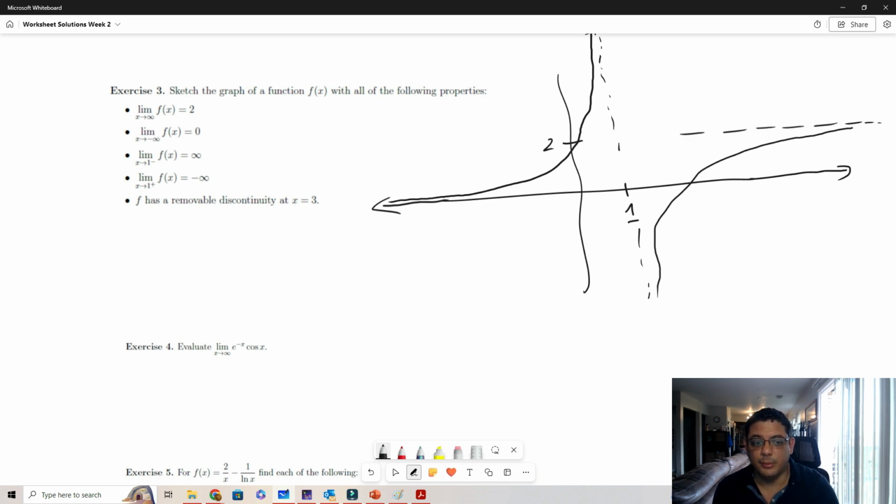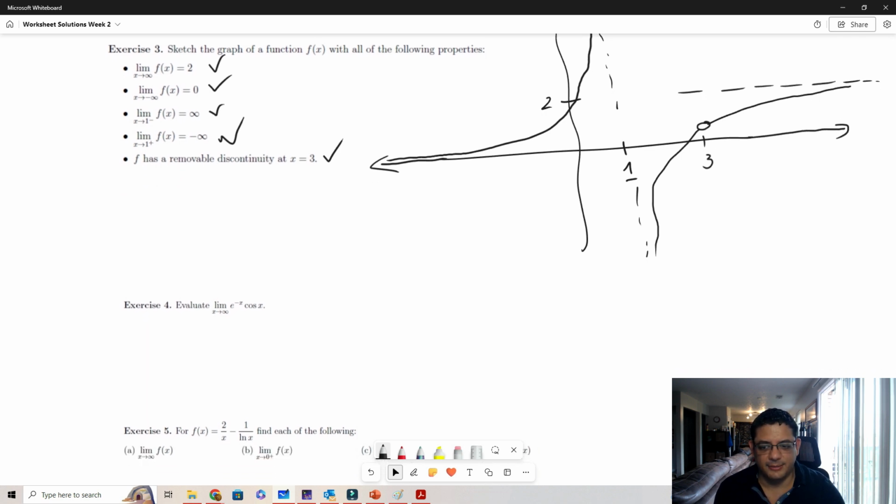This has a removable discontinuity at 3. So let's say 3 is here. And so what that's going to mean is that there's a hole in here. But there's existence of the limit. So there's a hole in there. So removable discontinuity, this is true, this is true, this is true, this is true. So pretty much this will be a graph that will work out with those conditions. Sorry for not having a very pretty graph. This is kind of hard to draw here with this pencil.